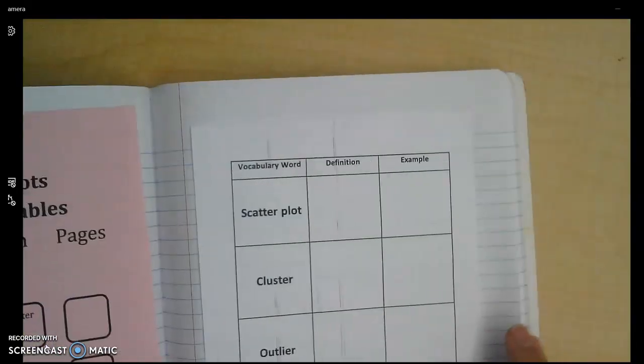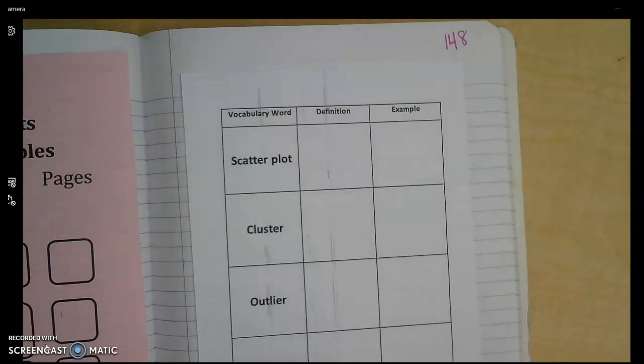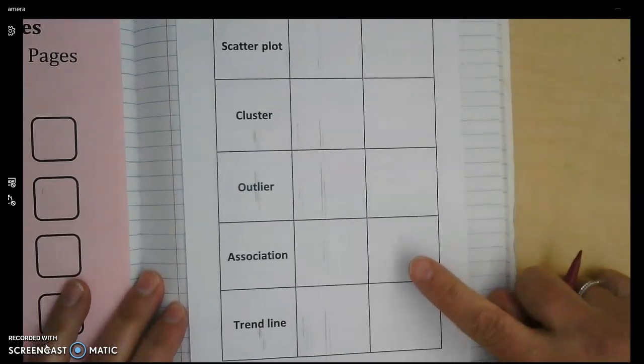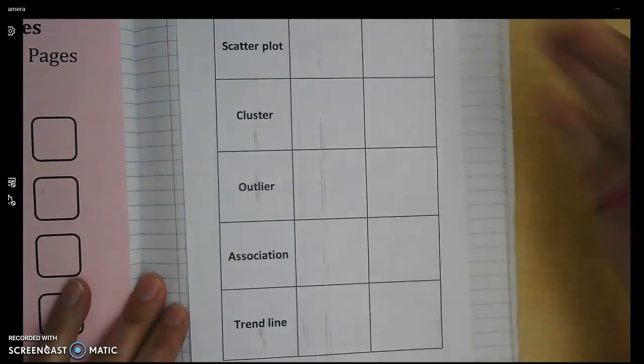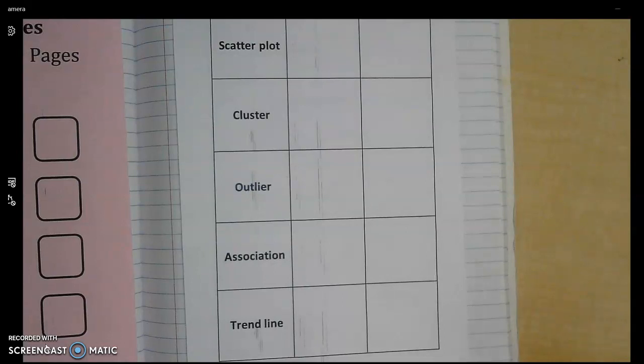The next page would be your vocabulary. Some of the vocabulary terms you're going to see in these next 2 modules are scatter plots, cluster, outlier, association, and trend line. All of these have to do with the statistical data that we're going to be talking about in the next couple of weeks.